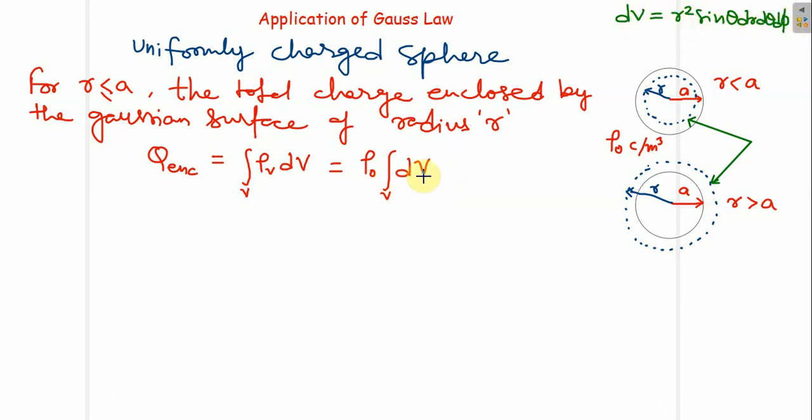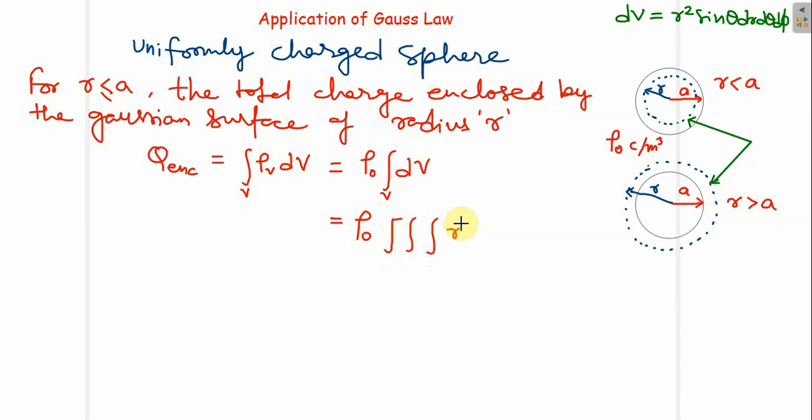So if we put it here, since it is a volume integral, with respect to dr, d theta and d phi, there is a triple integral. So we will have to perform the triple integration here. So rho 0, and we have the three integrations.